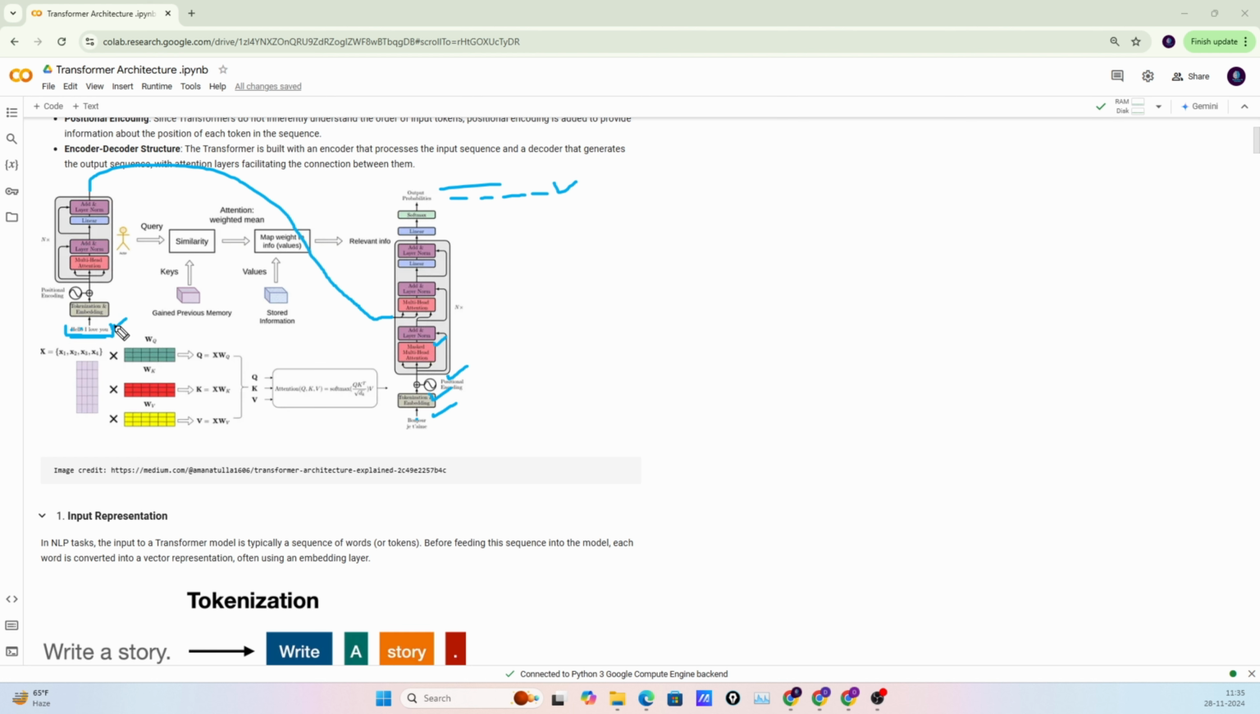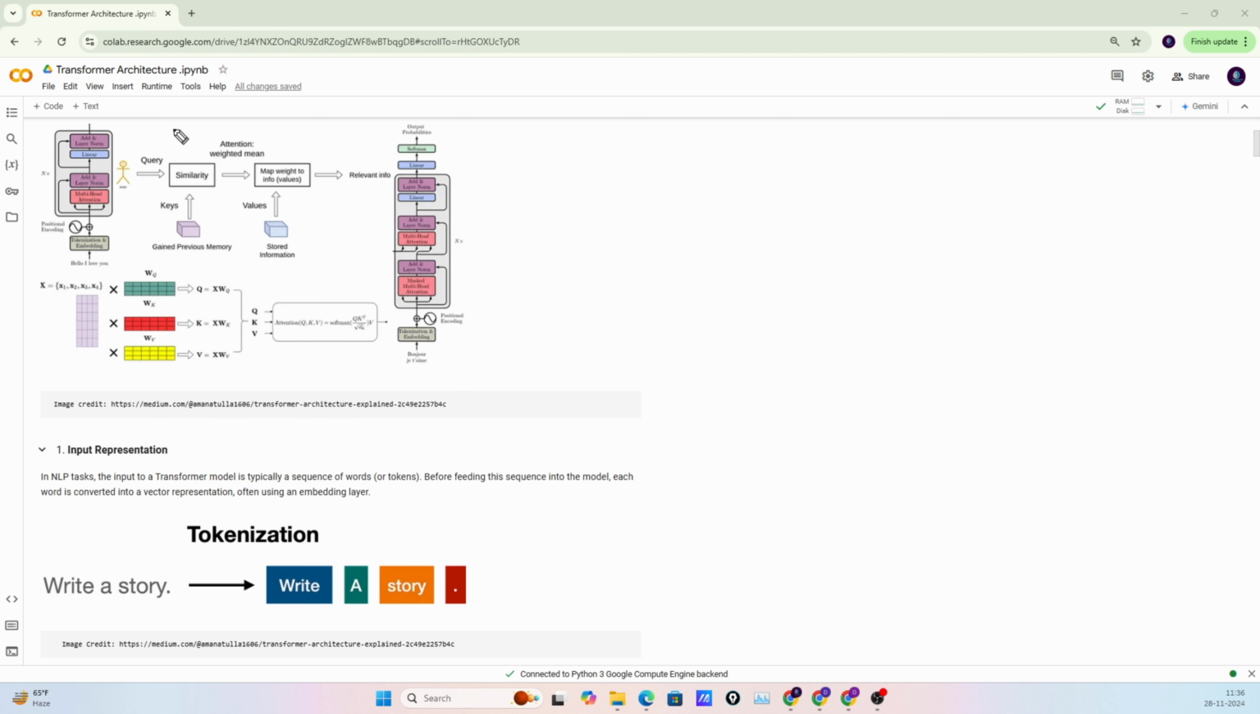So let me dig deeper into each layer or each step, and start with the very first step, which is tokenization. So let me start with tokenization here.